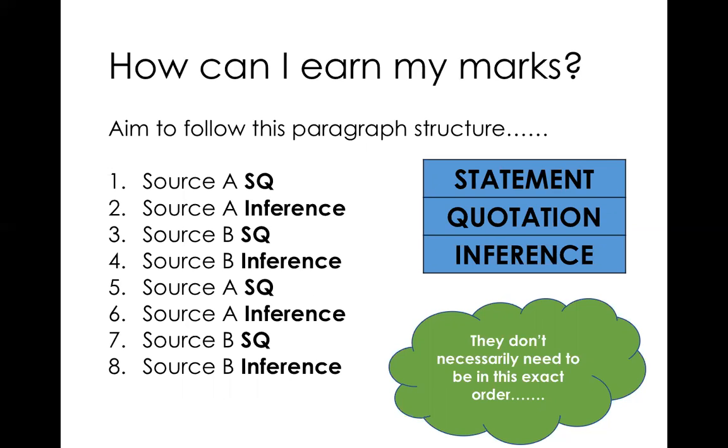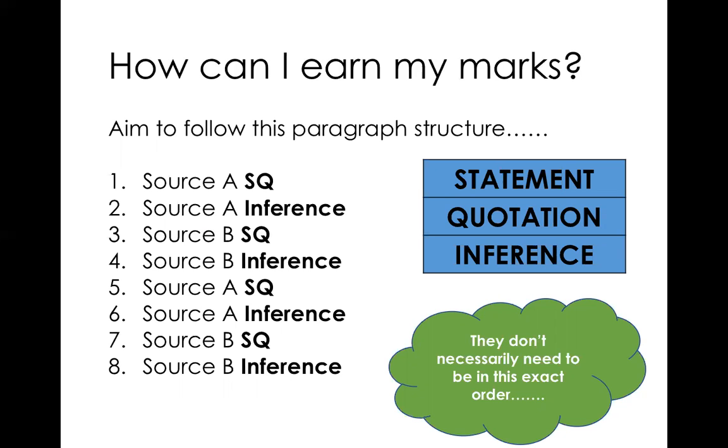And then we repeat that 3 times over, flipping between source A and source B. So that was source A, SQ and I, and then source B, SQ, inference, source A, SQ, inference, source B, SQ, and inference, as I've got on there, okay? 8 things. If we aim to structure our writing in that way, we should be looking towards the top marks, okay? So it's 2 paragraphs essentially, 8 marks, 2 paragraphs explaining what's going on, comparing both source A and source B. So in the first paragraph, we'll talk about source A, then source B, and then repeat for the second paragraph.